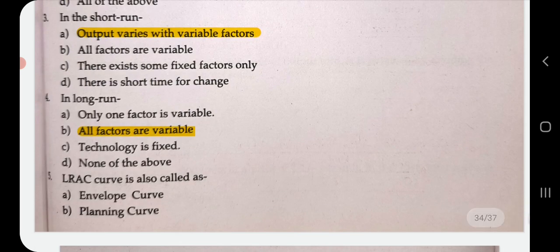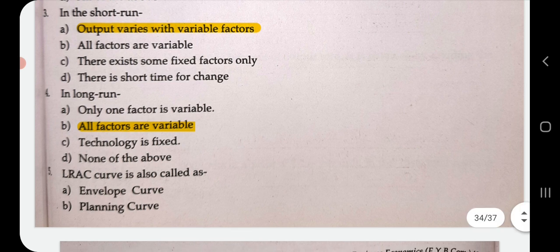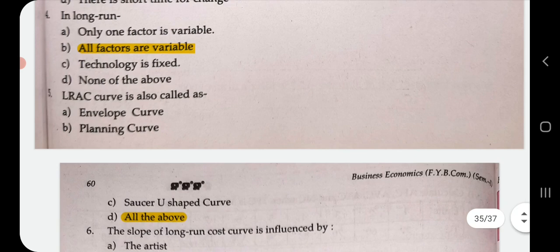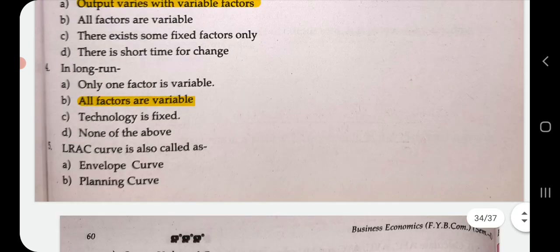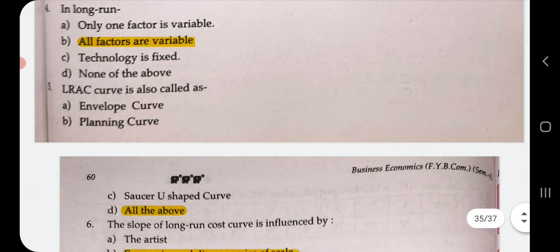Then fourth question, in long run dash dash, in the long run all factors are variable, and short run में क्या होता है, only variable factors are variable, fixed factor fixed होते हैं in the short run, but in the long run all factors are variable. So the answer is B. Then fifth question, long run average cost curve is also called as envelope curve, planning curve, and saucer U shaped curve. लॉन्ग रन, ये तीनों आंसर करेक्ट है, तो ये हमारा करेक्ट आंसर क्या होगा, डी होगा, ऑल ऑफ द अबव.